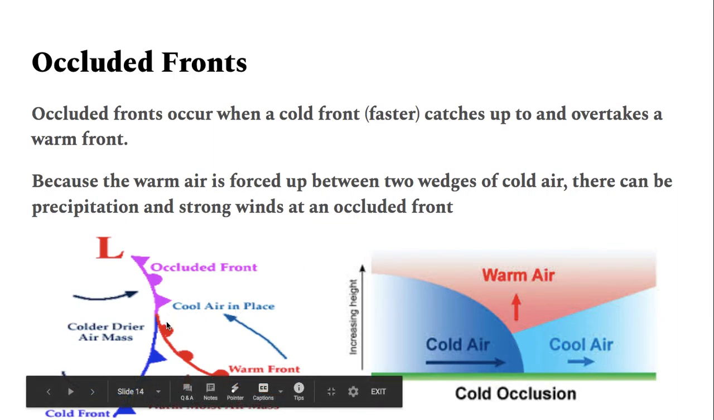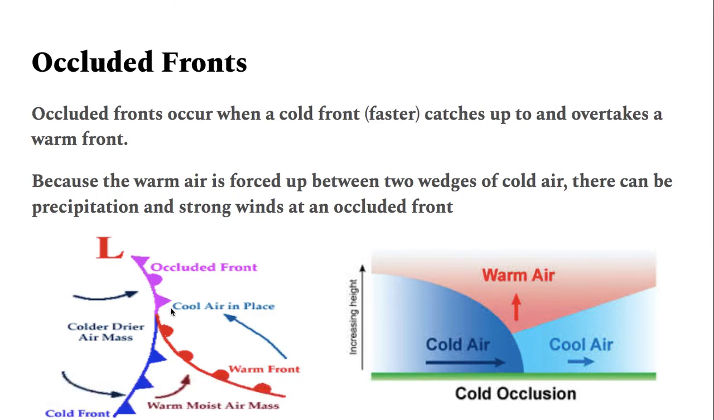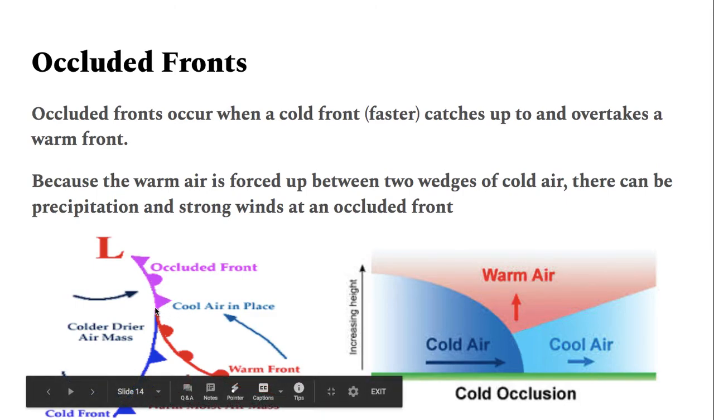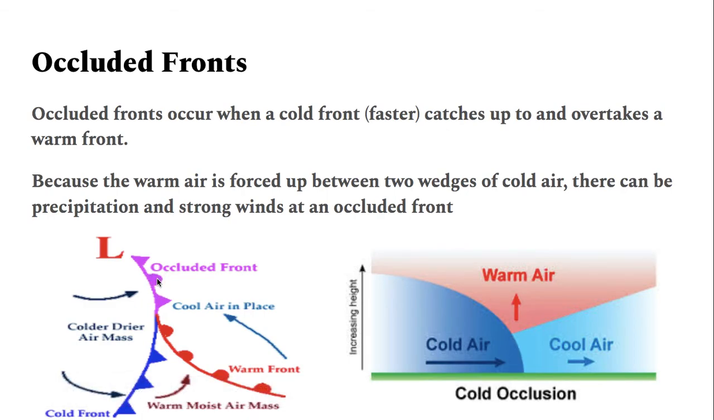The symbol, because it's overtaking it, the color is purple. So it's like a mix of red and blue. And you will have triangles and little semicircles. So it's kind of like they're merging. That is an occluded front.